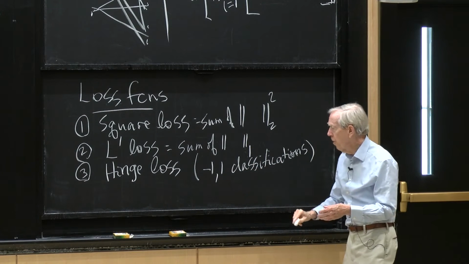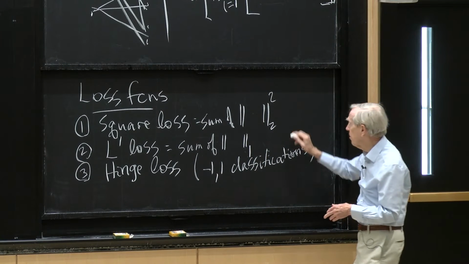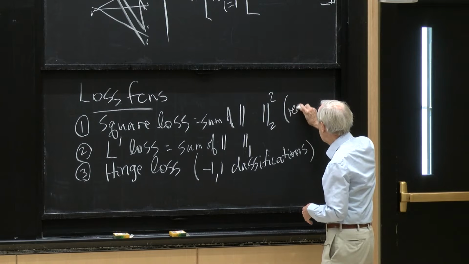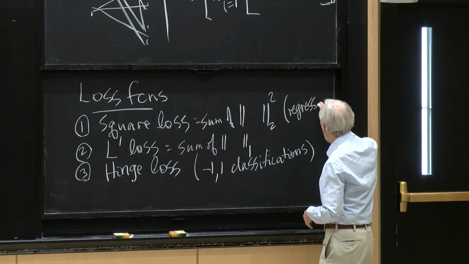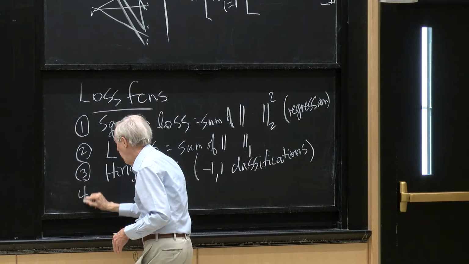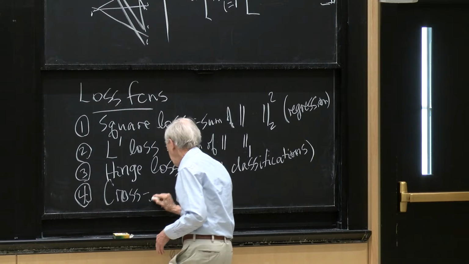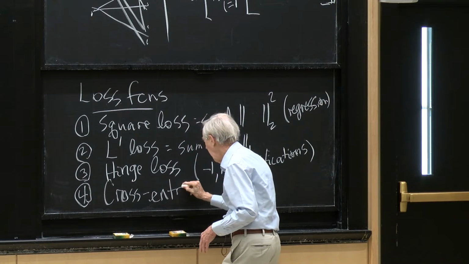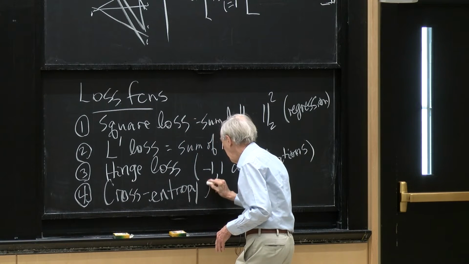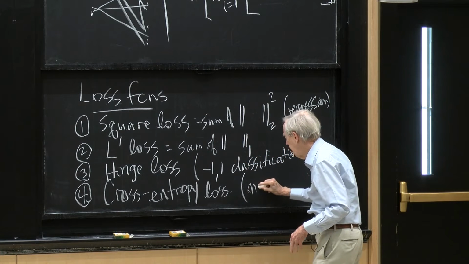Rather than that, this would be appropriate for regression. And then finally, the most important for neural nets is cross entropy loss. This is for neural nets.